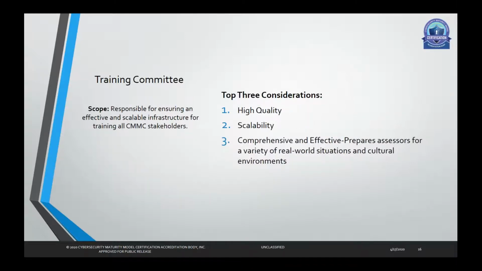Training, obviously training is critical. There's a lot going on with the training committee right now. I participate in this one, but in order to deliver those assessors, we have to have high quality, scalable, and comprehensive, effective training to the individuals who are going to be coming out to your companies and performing these assessments.